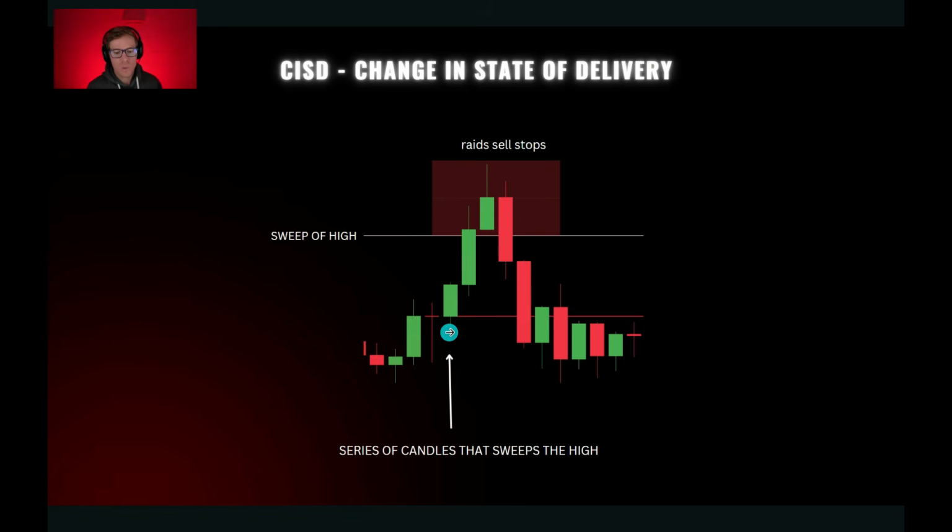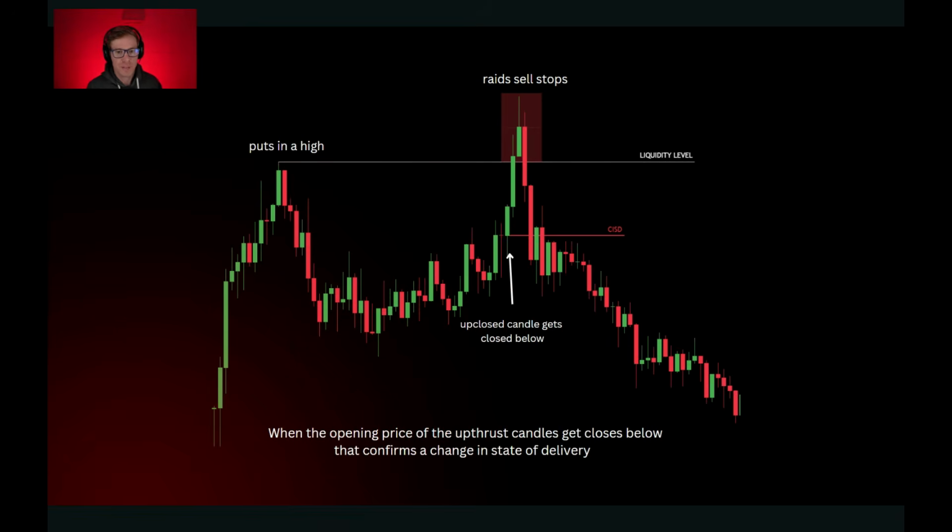And then what you want to do is mark out the CISD, which is the candle or series of candles that caused the manipulation run. We mark out that level and we wait for price to break that level, and that confirms the manipulation and confirms for us to take an entry. Here are some more examples of the CISD.